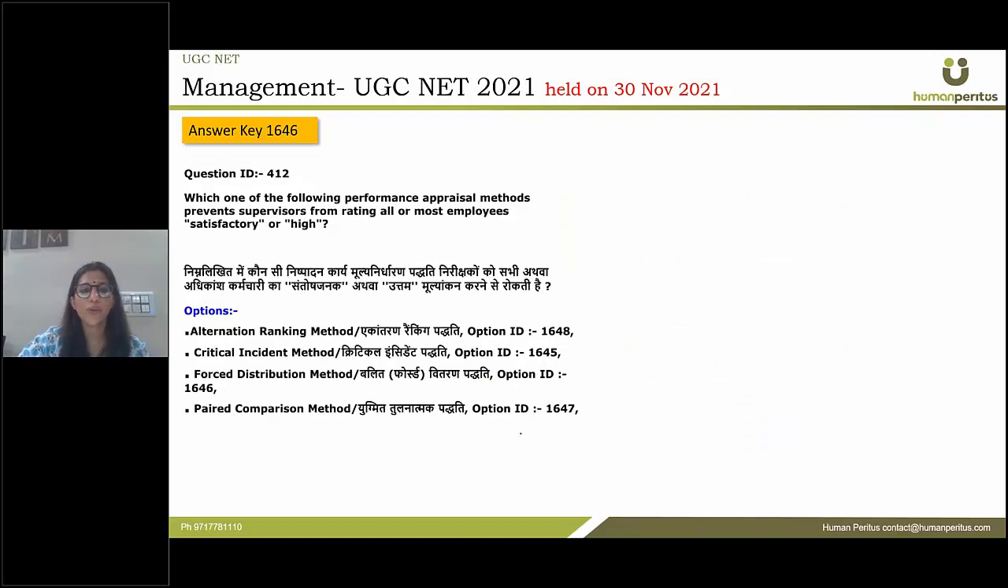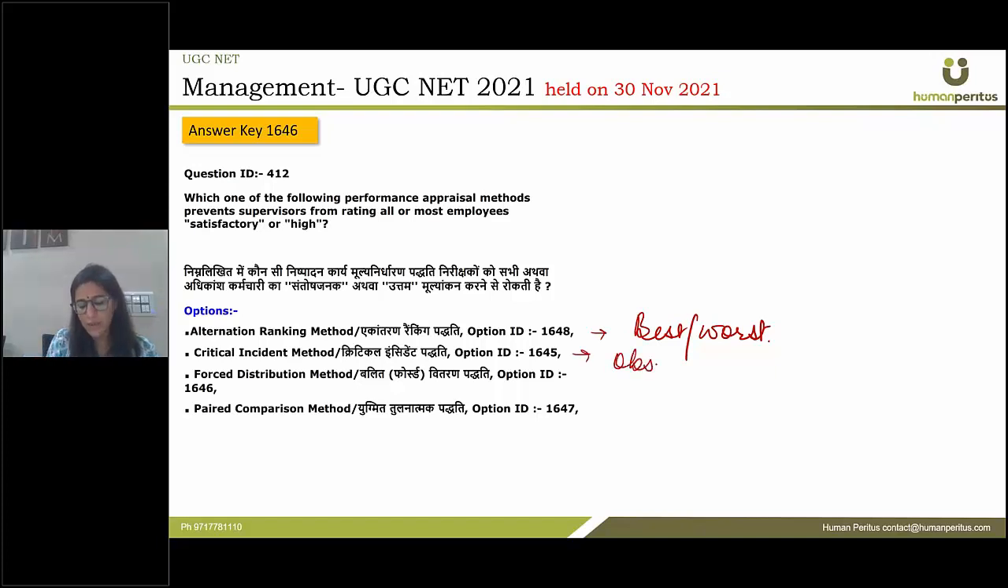Which one of the following performance appraisal methods prevents supervisors from rating all or most employees satisfactory or high? So let us see the options one by one. Alternation ranking method. In alternation ranking method, what the supervisors do is they try to select the best and the worst employee according to some of the given characteristics or some of the predetermined standards. Next one is the critical incident method.